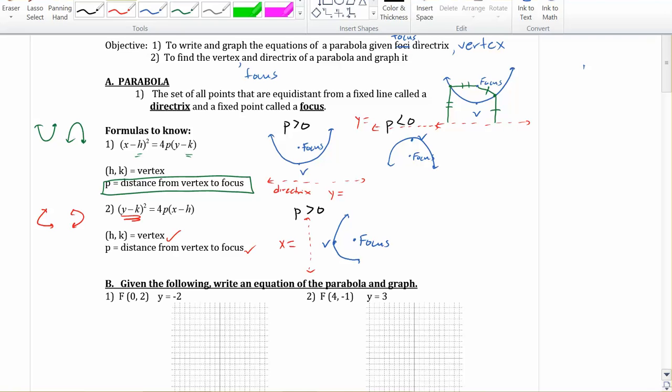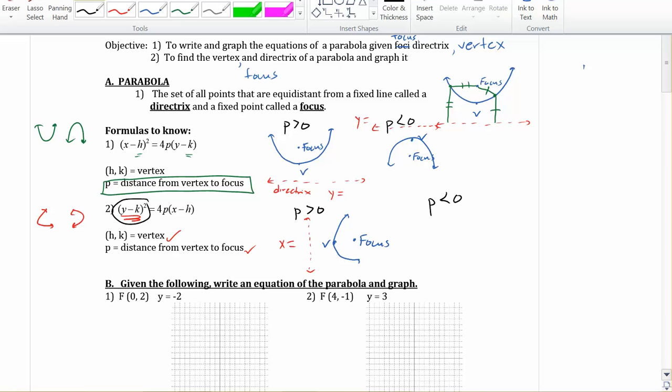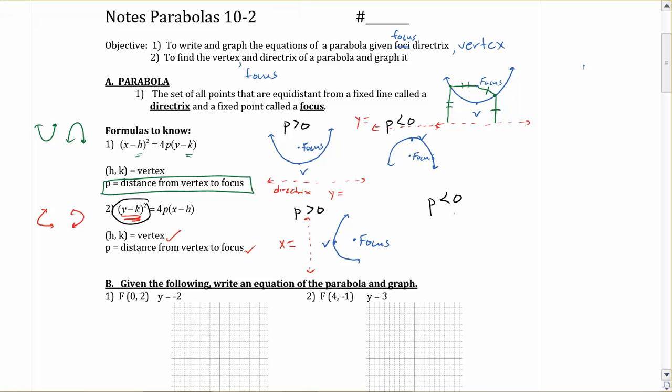Then I'm going to draw if my p is less than 0. So if my p value is less than 0, which means it's negative. Well, if my p is less than 0 and I have a y squared, and that's what you're going to really be looking for in your problem, then I would have my parabola opening up to the left. My vertex is still the middle of the graph. My focus is a point within the graph. And then my directrix is going to be on the other side of the vertex. So the vertex is always in the middle. It's going to be a vertical line, so it's x equals when I'm talking about y squareds.